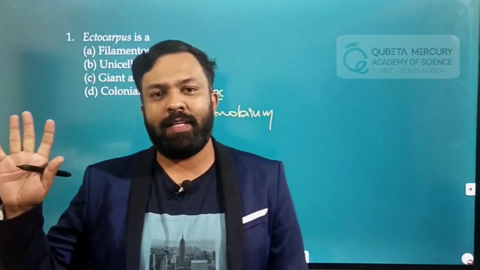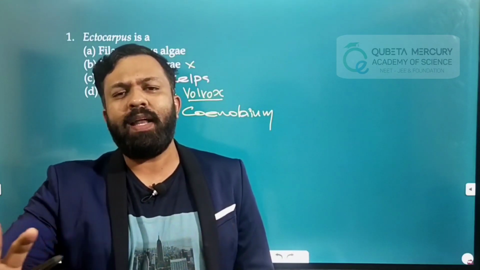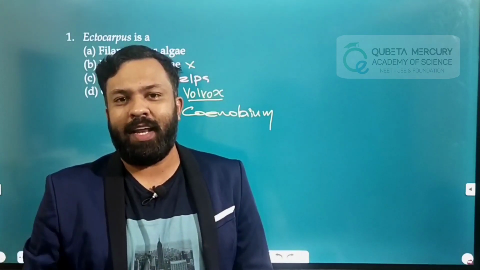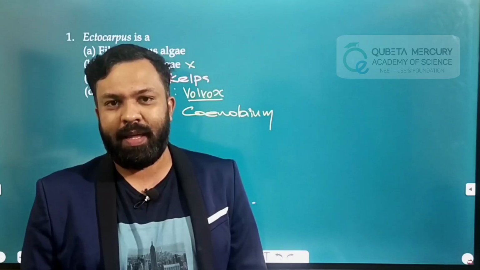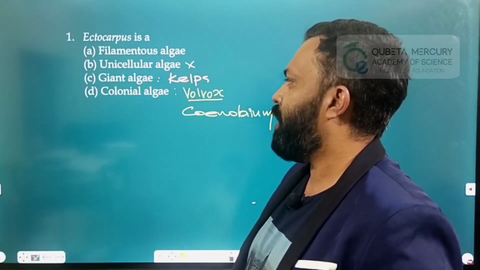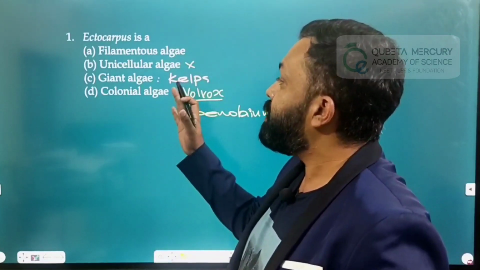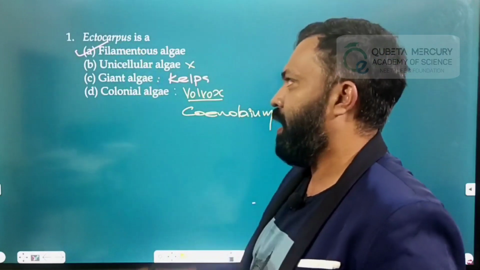Based on the five kingdom classification proposed by R.H. Whittaker, all the plant kingdom members are multicellular in nature. There is no unicellular algae at all actually. So there is no scope in discussing unicellular algae. And thus, the right answer for this first question is filamentous algae.